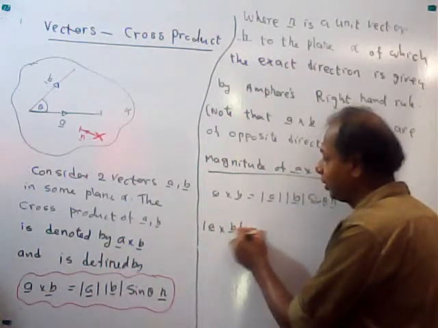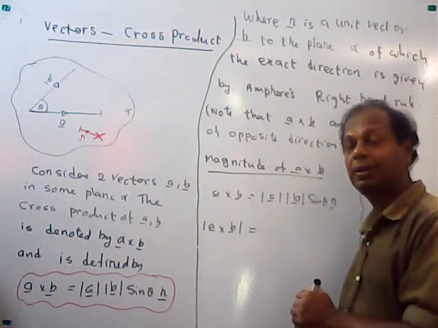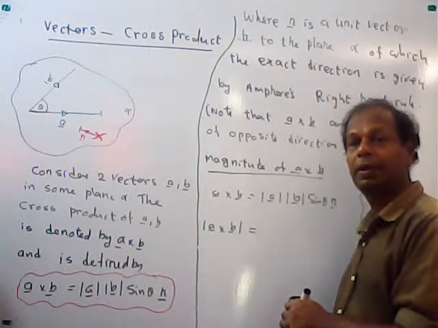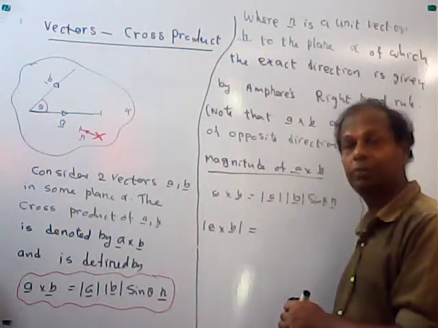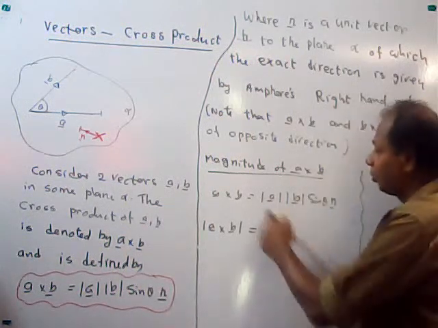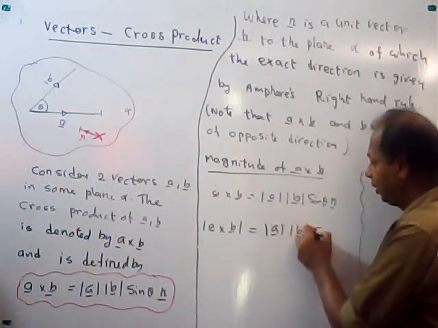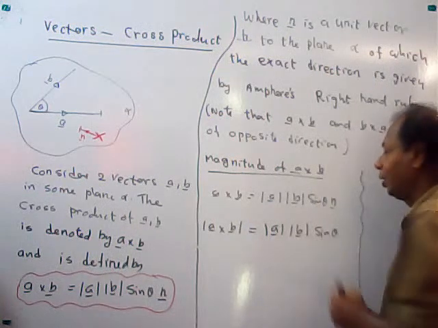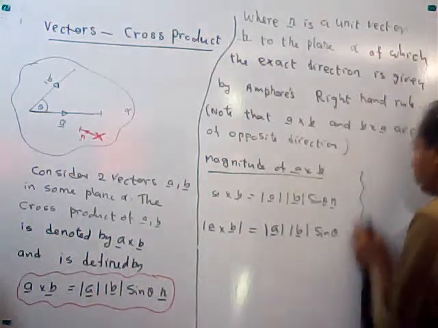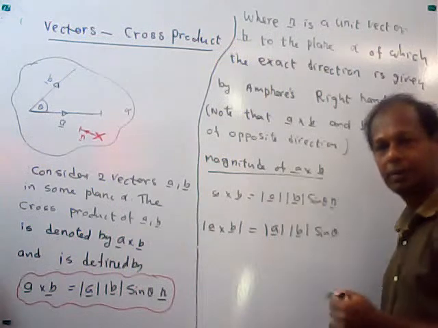In systems of forces, to define moment of a force, we use the cross product. So mod of A cross B is equal to mod of A mod of B sin theta. We used that in moment of a force and direction. No more details are needed; only this definition is in the syllabus.